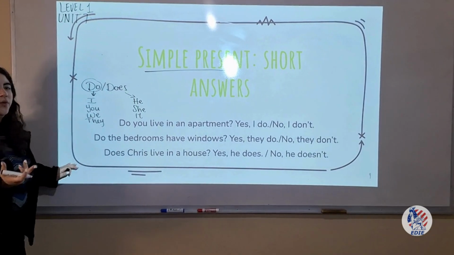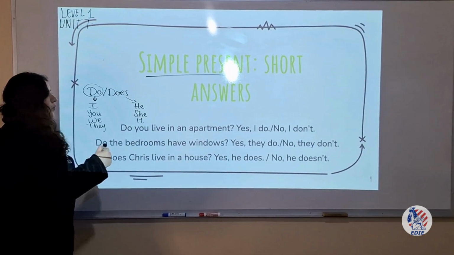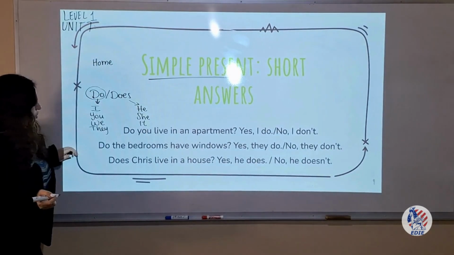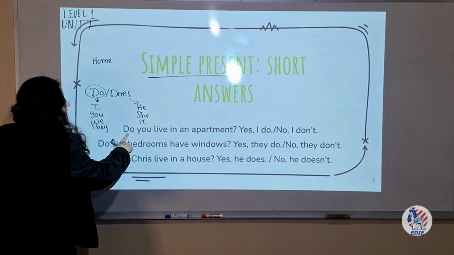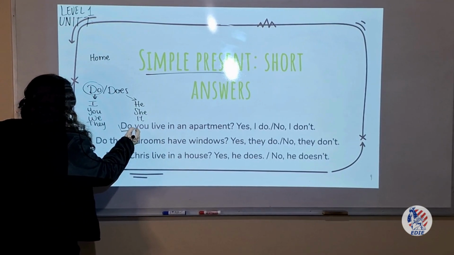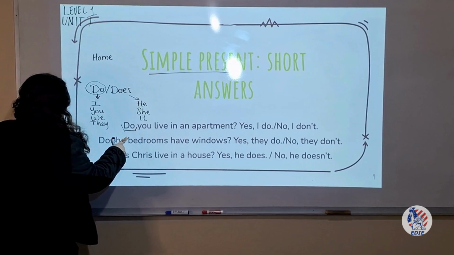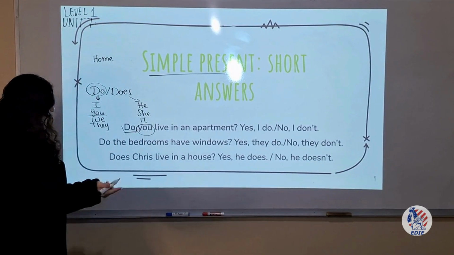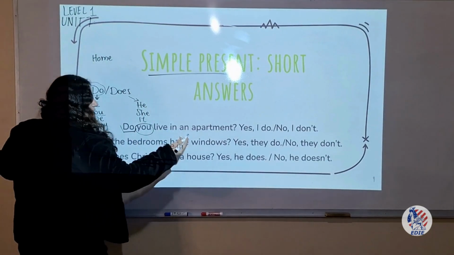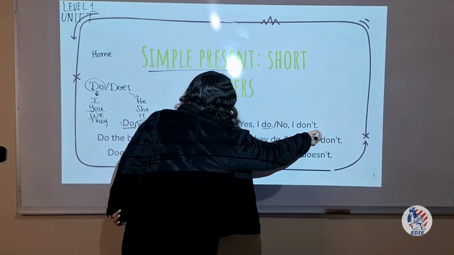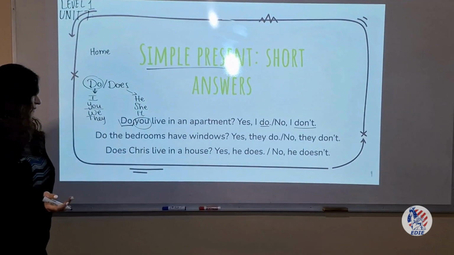So the questions that we will be doing in this unit are all related to home and your living situation. So the first question that we have, do you live in an apartment? This question, as you can see, we started off with do as an auxiliary and you as a pronoun. This makes sense with the rule that we just reviewed. Do you live in an apartment? And therefore the answer is going to follow the same logic. Do for positive and don't for negative.